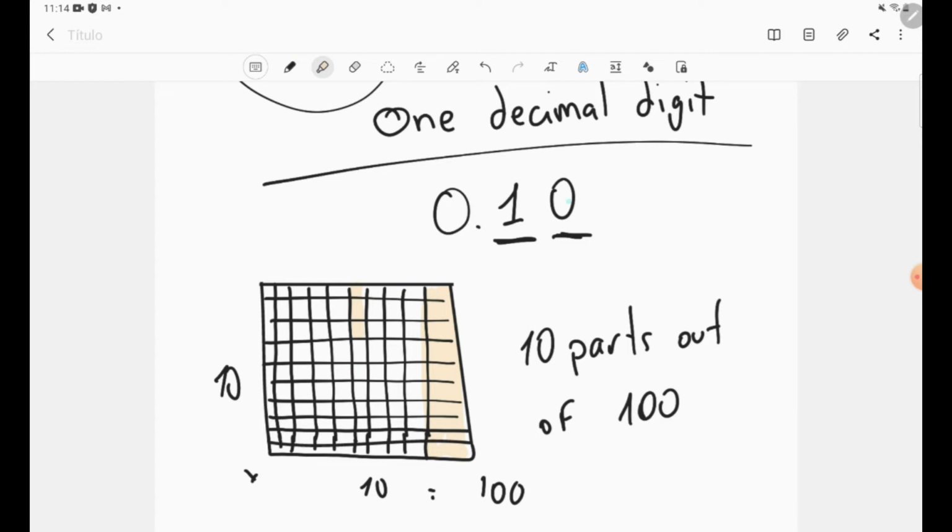So what about if we have 10 and then 1, 2, 3 more? It would be 0.13. Easy. For example, what happens if we have just 1, 2, 3, 4, 5? It would be 0.05.